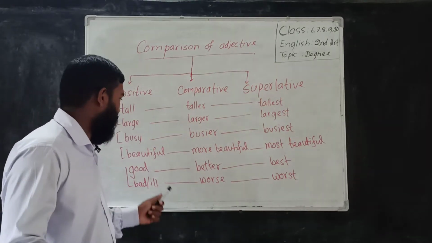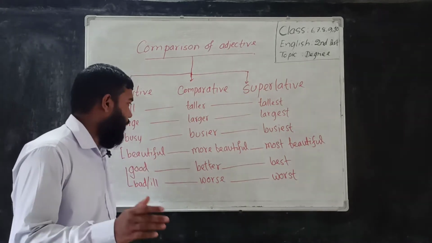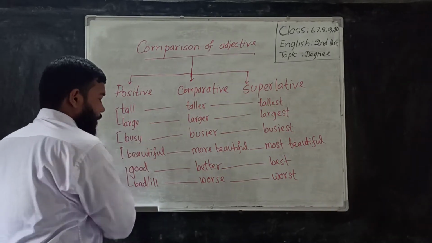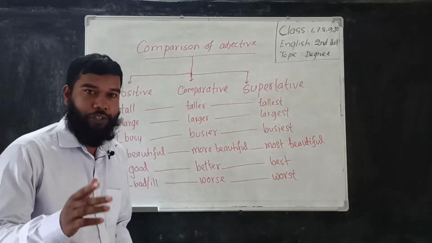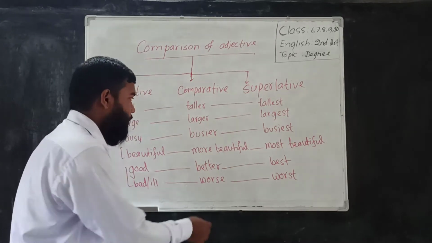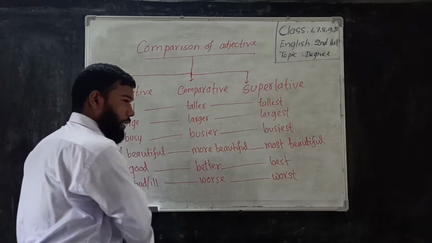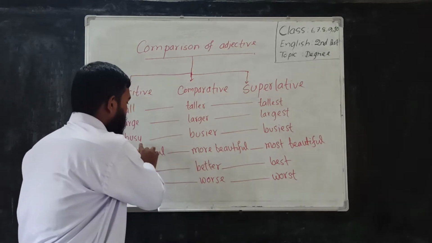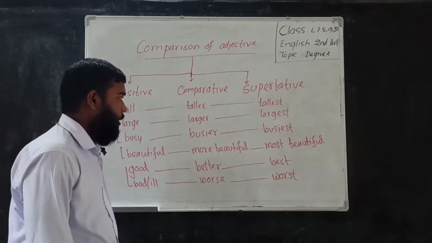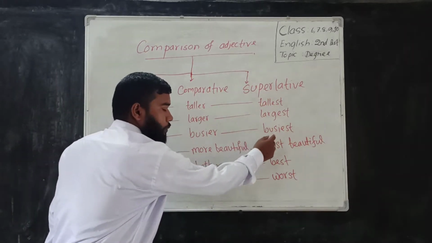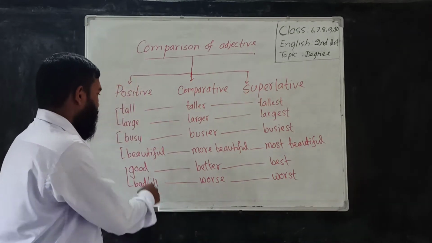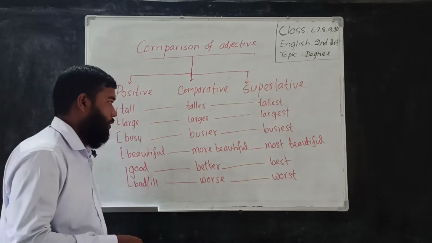And here I have written another word, busy. What is the difference between these words? If you find any y at the end of the word, then you have to make it comparative by omitting y, and instead of y you have to take i and add er. Okay, dear students, in the same way for the superlative, instead of y you have to write i, and after i you have to write est. In this way you have to change them.